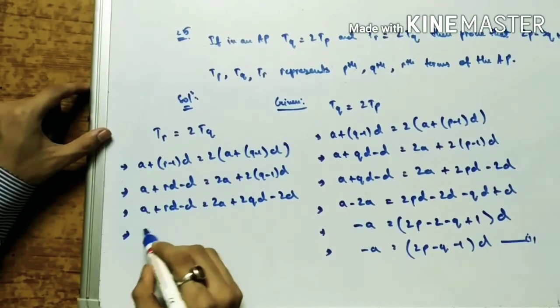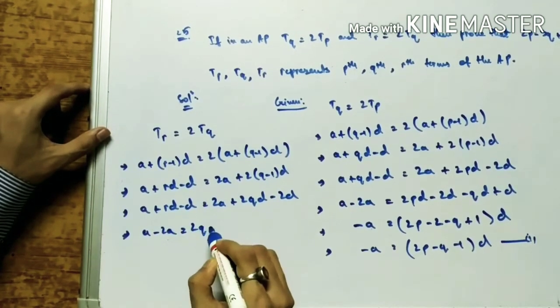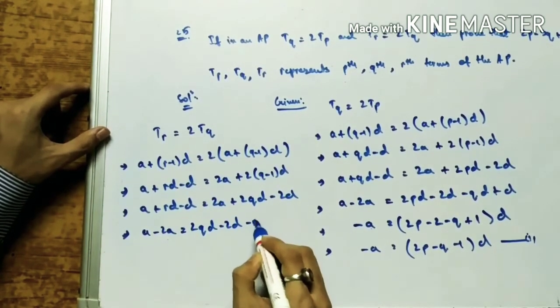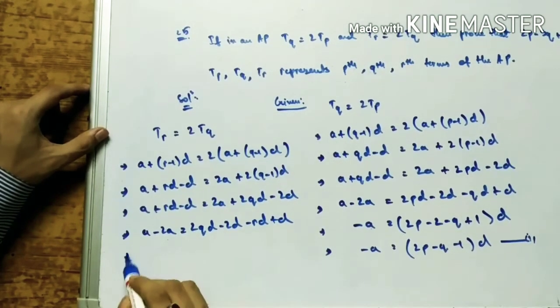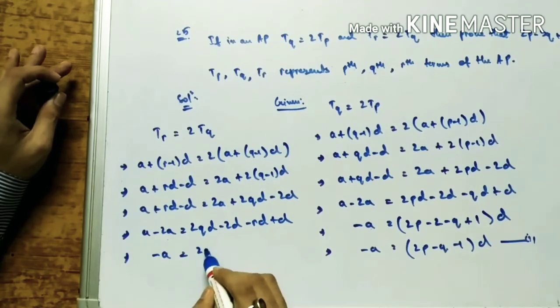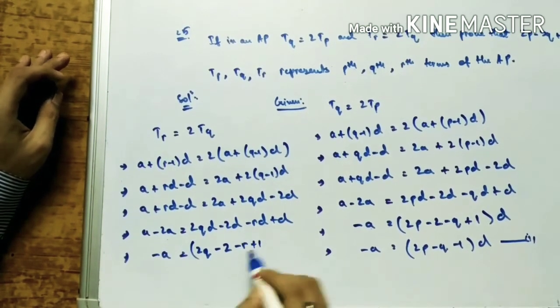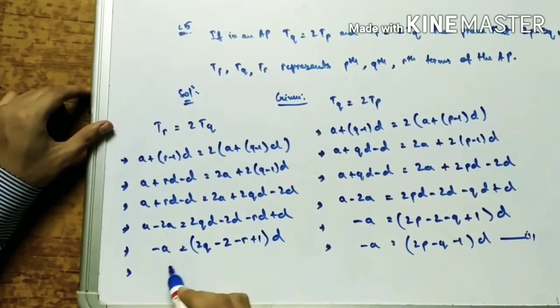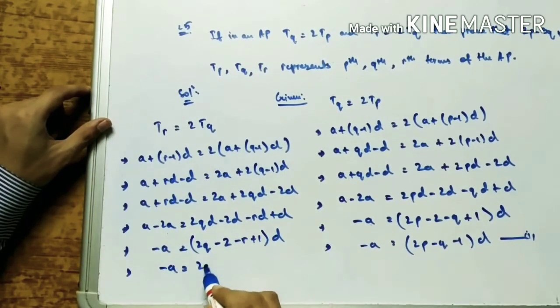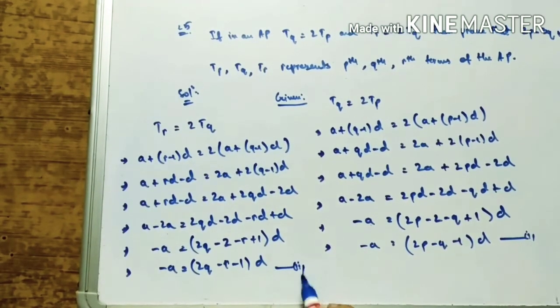So in here A minus twice A is equal to twice QD minus twice D minus RD plus D. So this is minus A is equal to, if I take D common here, (twice Q minus 2 minus R plus 1) D. So this is minus A is equal to (twice Q minus R minus 1) D. And this is our equation number 2.